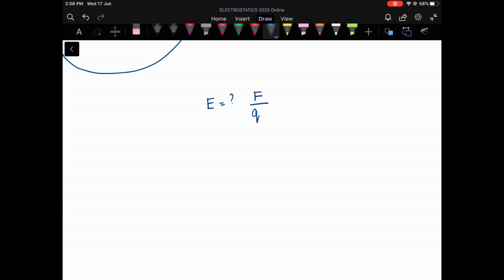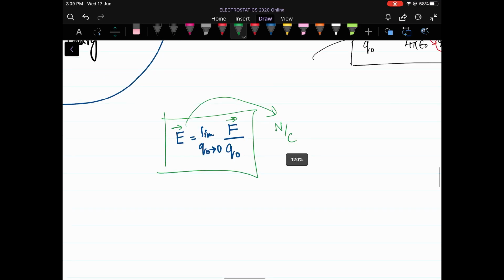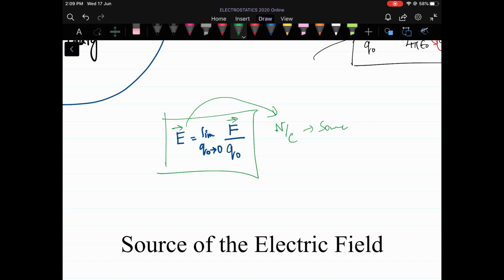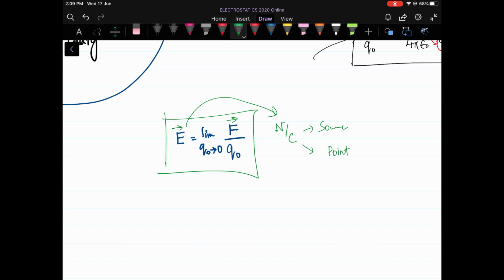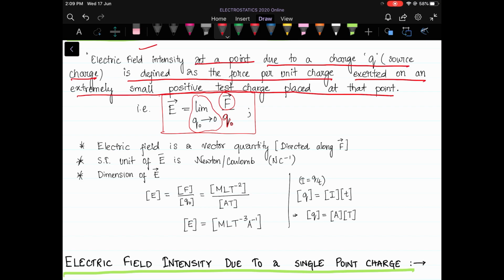It is the force experienced per unit test charge kept at that point, such that the test charge is very small. The SI unit of this electric field will be newtons per coulomb. And when we talk about electric field, we just need to clearly mention two things, that is your source and your point at which you are calculating the electric field. So you can see here electric field is a vector quantity because force per coulomb, or per charge, is a vector. SI unit of electric field will be newtons per coulomb. You will see later we get another unit which will be volt per meter.